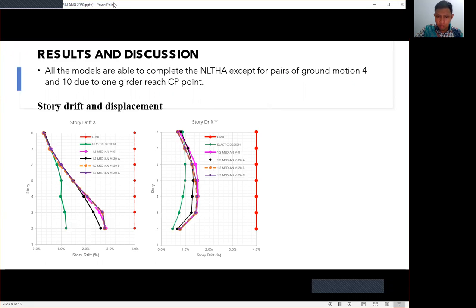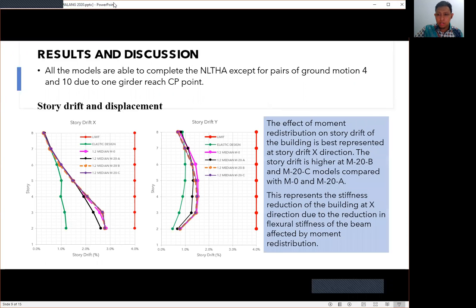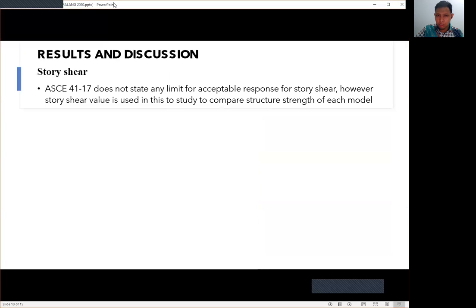Here is the story drift diagram. The effect of moment redistribution on story drift of the building is best represented by the story drift in the X direction. This represents the stiffness reduction of the building in the X direction due to the reduction in flexural stiffness of the beam affected by moment reduction.